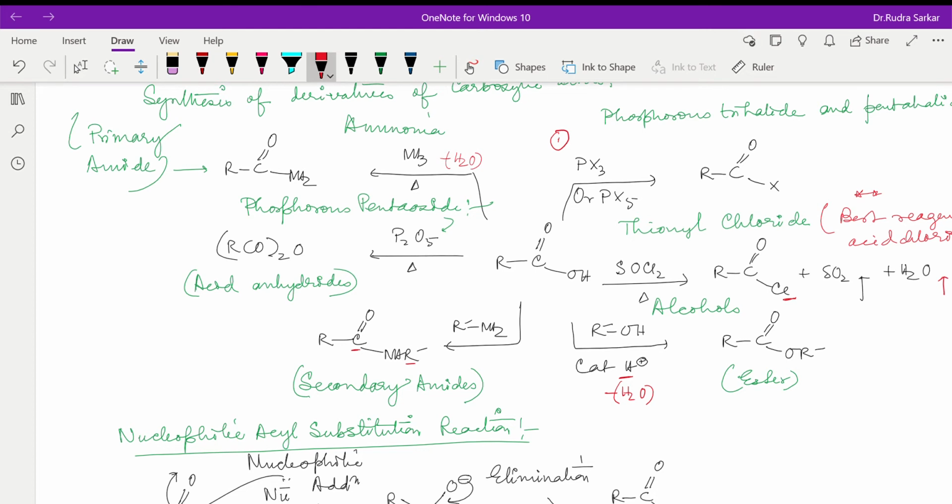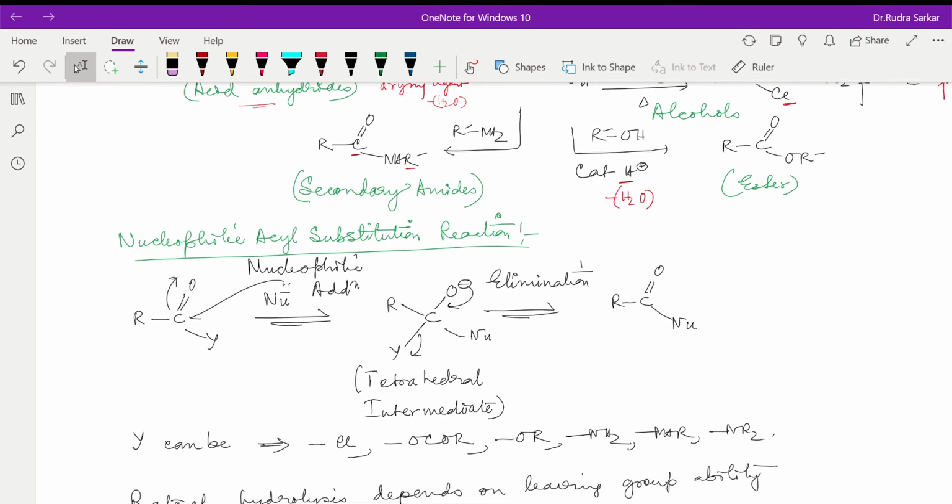However, when the acid is treated with P2O5, which is a drying agent, it takes away water molecules from two such acid molecules, leading to the formation of an acid anhydride. This is the best way of making carboxylic acid anhydrides.